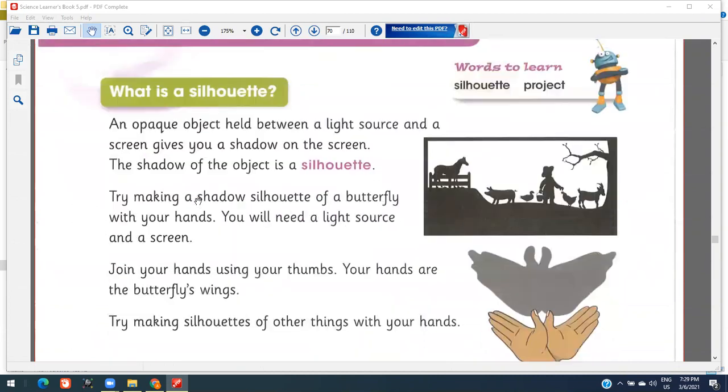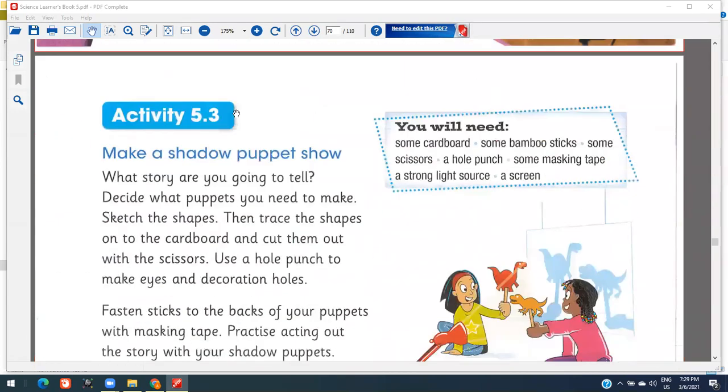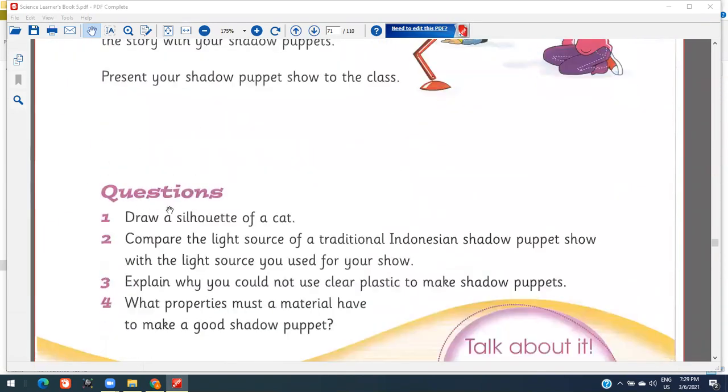Today we did the exercise of lesson 5.3, silhouette and shadow puppets. So let's revise. Question: draw a silhouette of a cat. Actually, what happened when you're drawing a silhouette? It's not the original cat. Because what we are drawing, the silhouette, is what? It's the shadow. So we can write the answer for this question here.